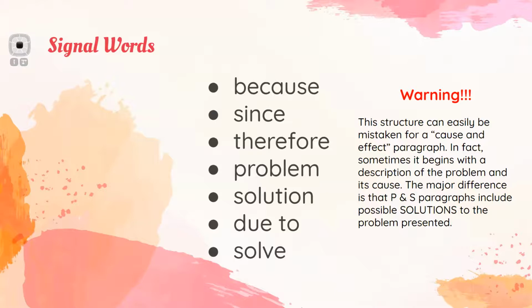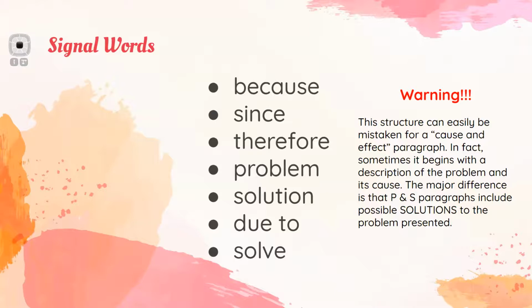In fact, sometimes it begins with a description of the problem and its cause. The major difference is that the P and S paragraphs include possible solutions to the problem presented. Okay, so that's why it can be tricky, because it's going to tell you the problem and its cause, like what caused that problem. But just remember, it's not cause and effect because it's always going to state the solution.